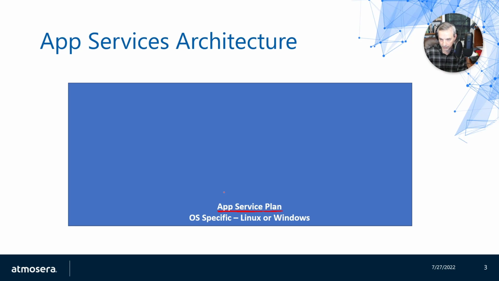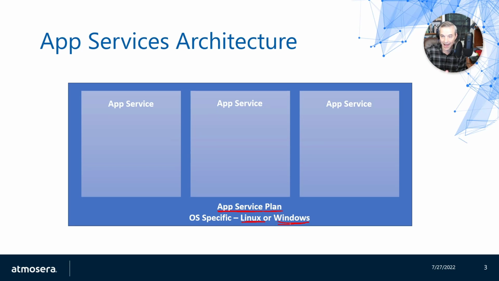And there's two flavors of that. You have Linux-based app service plans and Windows-based app service plans, and they each have various aspects to them. So the app service plan, if we think of it as our bucket, is just this big blue box, and that's the capacity of my compute that I have available to me. Once I have my app service plan, that's what I'm paying for. Now, once I have that, I can carve that up into any number of app services.